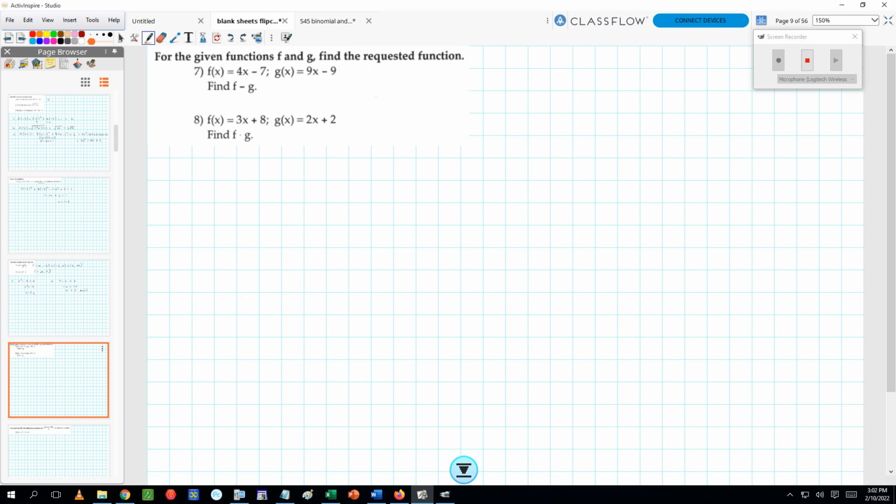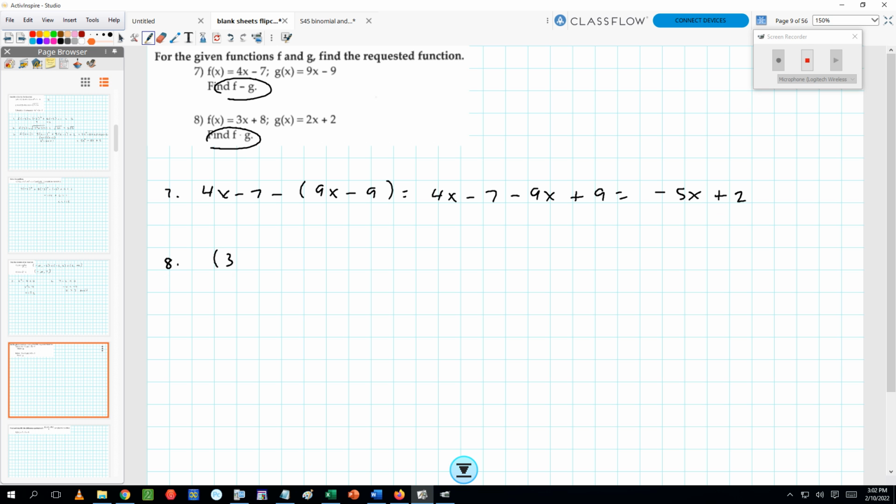7 and 8, for the given functions f and g, find the requested function. So number 7, we want to just subtract. So 4x minus 7 minus. So I'll distribute the negative. I could have just done that in my head. You probably will. 4x and the negative 9x, the negative 7 and the plus 9. So there's number 7.